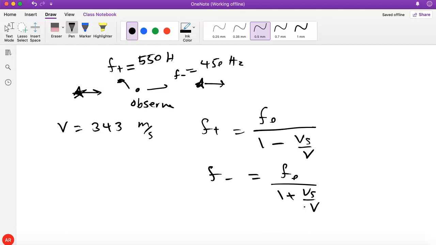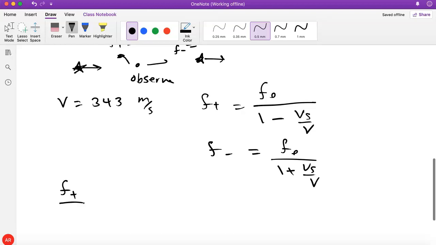In this system of two equations, we have two unknowns. We don't know f naught, the natural frequency of the siren, and we also don't know Vs. We know V, the speed of sound, and we know the frequencies that the observer measures, so f plus and f minus are known. The fastest way to solve this is to get rid of f naught, and we can do that by dividing these two equations. So f plus over f minus, where the f naughts cancel out, is going to be 1 plus Vs over V divided by 1 minus Vs over V.